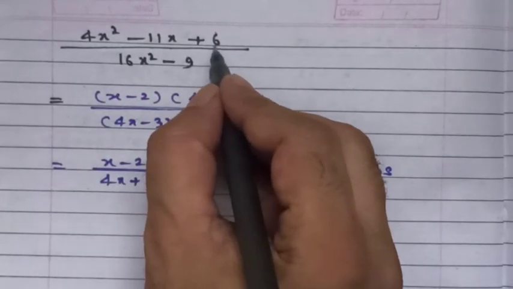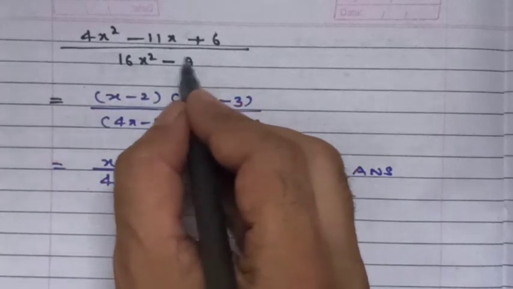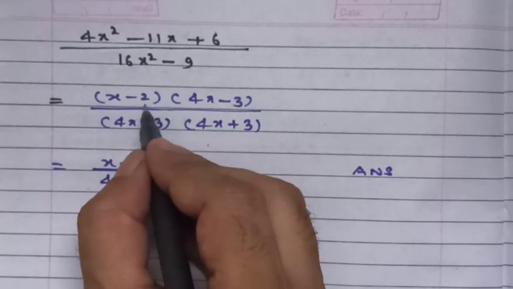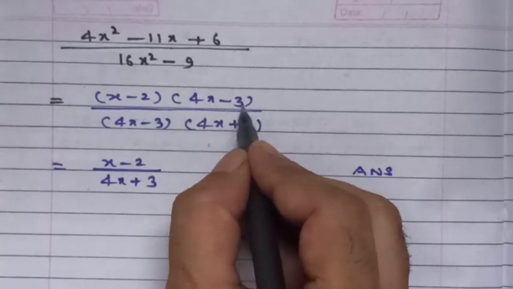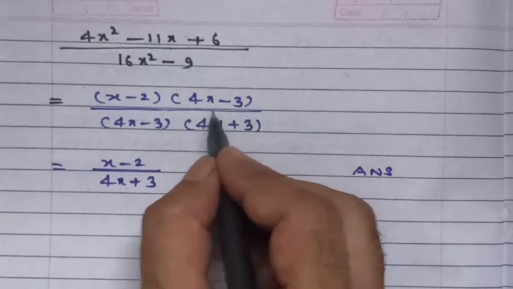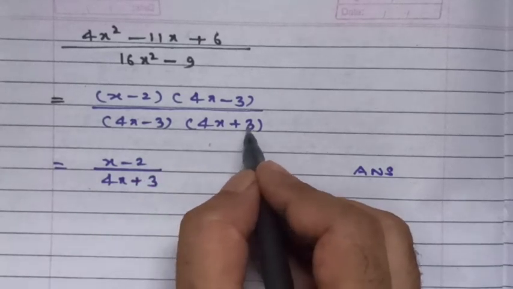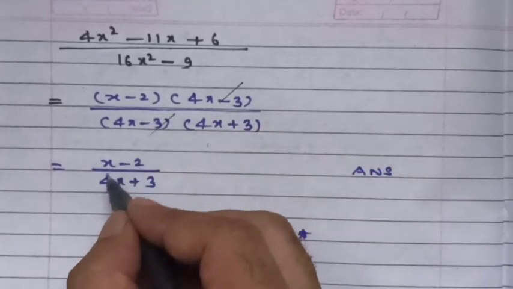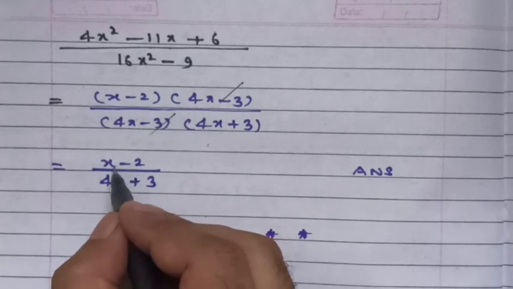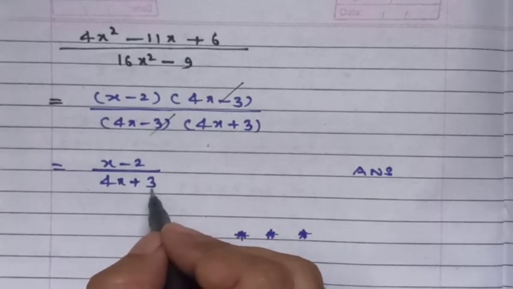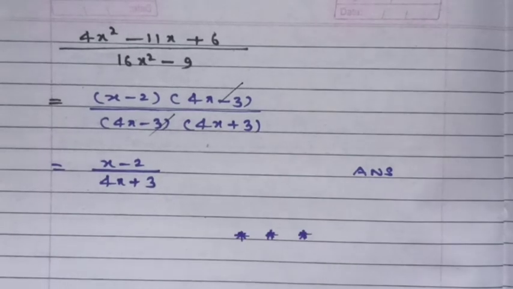Write the equation. 4x square minus 11x plus 6 upon 16x square minus 9. Put the values, x minus 2 into 4x minus 3 upon 4x minus 3, 4x plus 3. 4x minus 3 and 4x minus 3 get cancelled. What remains is x minus 2 upon 4x plus 3, which is your final answer.